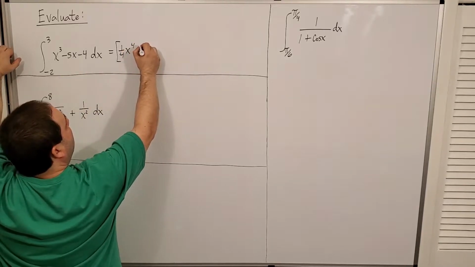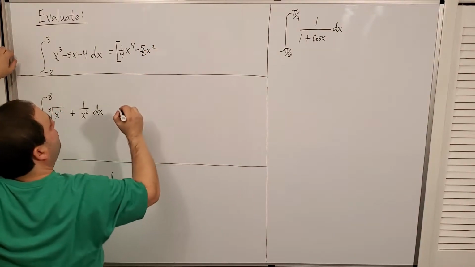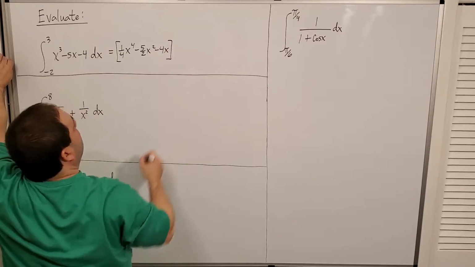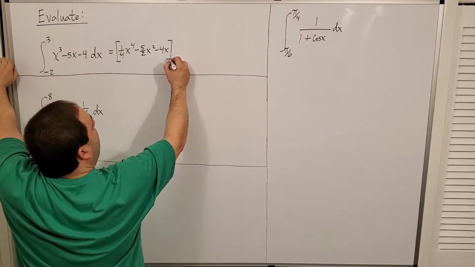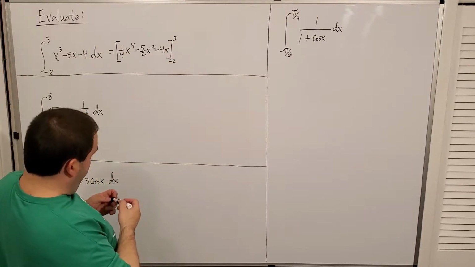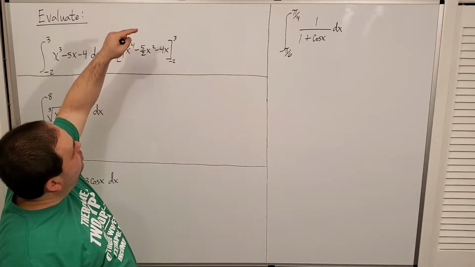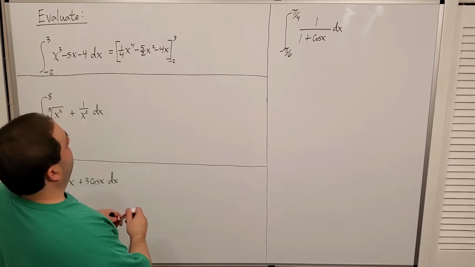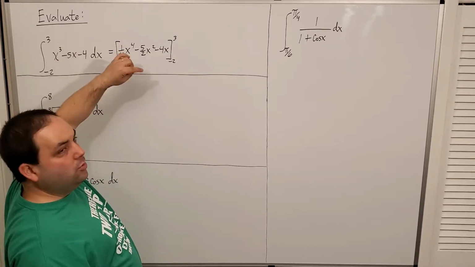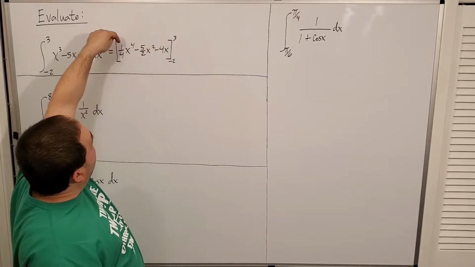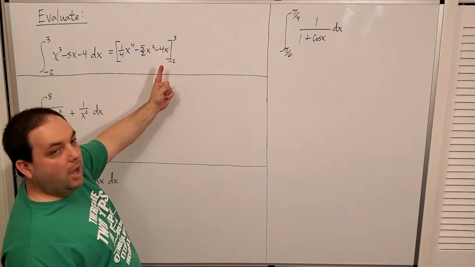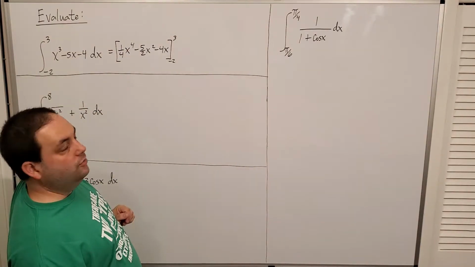Minus 5/2 x to the 2, and minus 4x, evaluated from x equals -2 to x equals 3. Now remember, to evaluate it, we always do top minus bottom. Okay? Now here's the thing though. You can actually do it a couple of different ways. I could take the 3 and plug it into everybody, then take the -2, plug it into everybody, and then subtract those 2 big values.